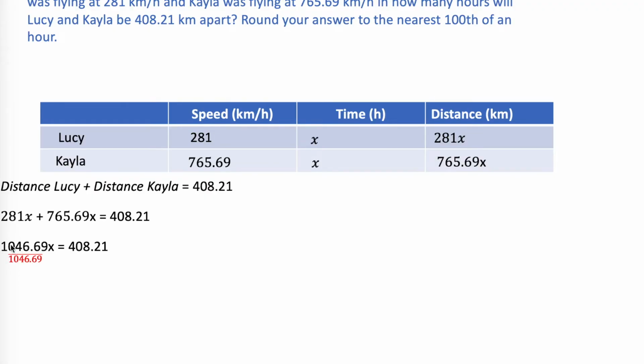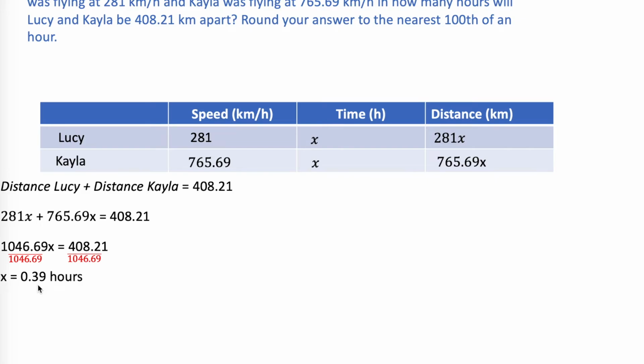But you always do the opposite. We're multiplying by that number, so I divide by the same number. But if I divide the left-hand side, I also have to divide the right-hand side to keep the equation balanced. Once they cancel, we end up getting x is equal to 0.39 hours. And we can answer that. That's our answer. It's totally fine.